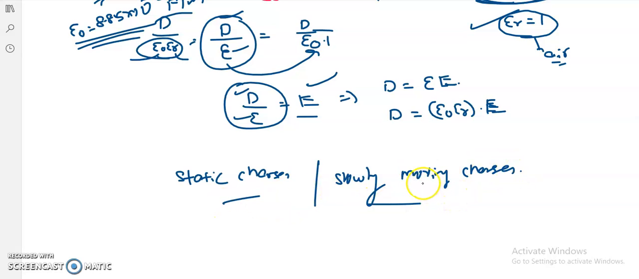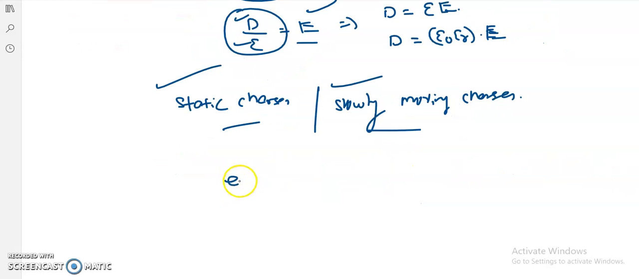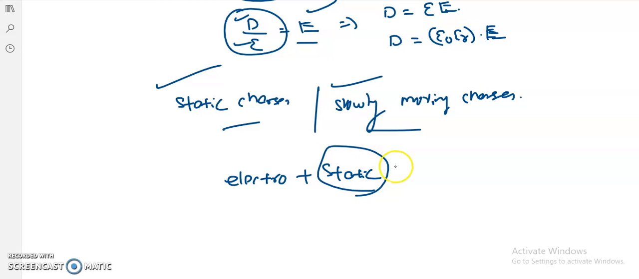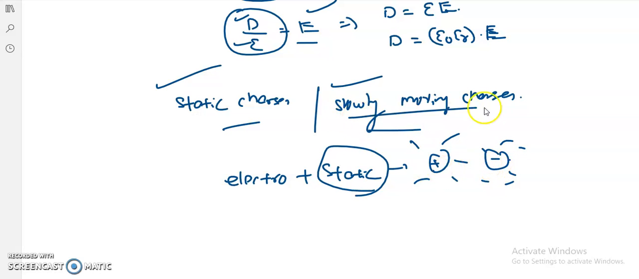That means the field that exists due to static charges or slowly moving charges is called an electrostatic field. Here the name itself is there, electro plus static. Static is nothing but not moving. That means if you're taking a positively charged particle or a negatively charged particle, the field which exists due to these static charges or very slowly moving charges is called an electrostatic field.